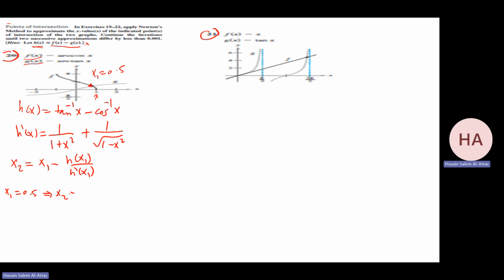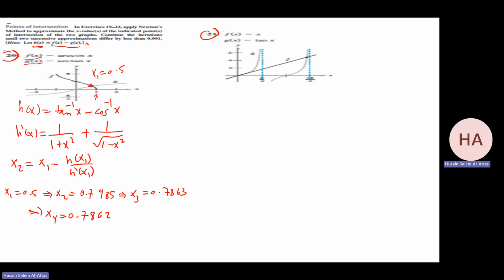So plug x1 equal 0.5. You will get x2 with the calculator. You need a calculator to do this. It will be 0.7985. Then x3 is 0.7863, and x4 is 0.7862. So I will stop there.